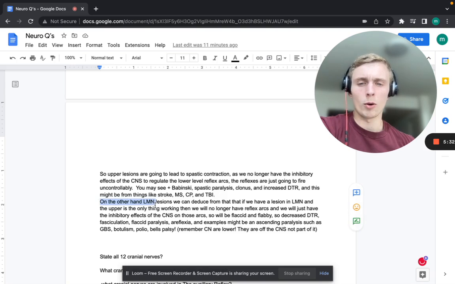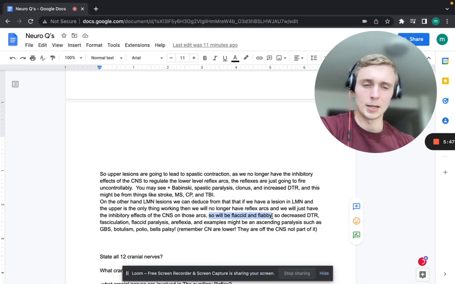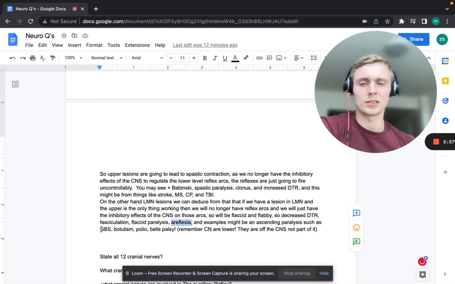On the other hand, lower motor neuron, we can deduce from this that if we have lesions in the lower motor neuron, the upper is the only thing working, then we'll no longer have the reflex arcs and we'll just have the inhibitory effects of the CNS on those arcs. So it will be flaccid and flabby, and also decreased DTR, fasciculations, flaccid paralysis, areflexia. These are all examples of ascending paralysis like GBS, botulism, polio, Bell's palsy.